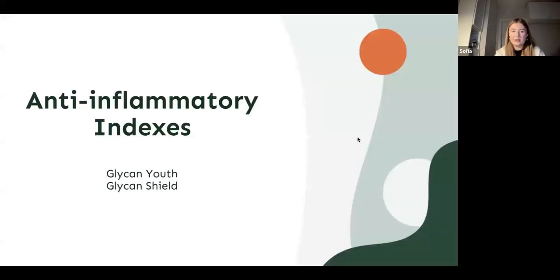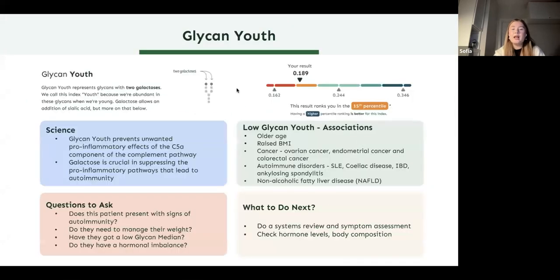So let's start with the anti-inflammatory indexes. That is the glycan youth and the glycan shield. Let's start with the glycan youth. As you can see here, these are glycans which have 2 galactoses, these 2 green circles at the top of the molecule. We call this youth because we are very, very abundant with them when we are young.